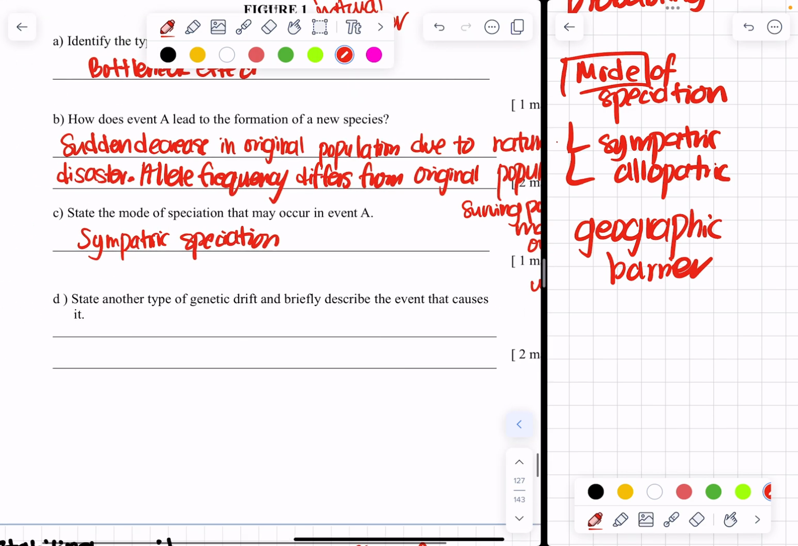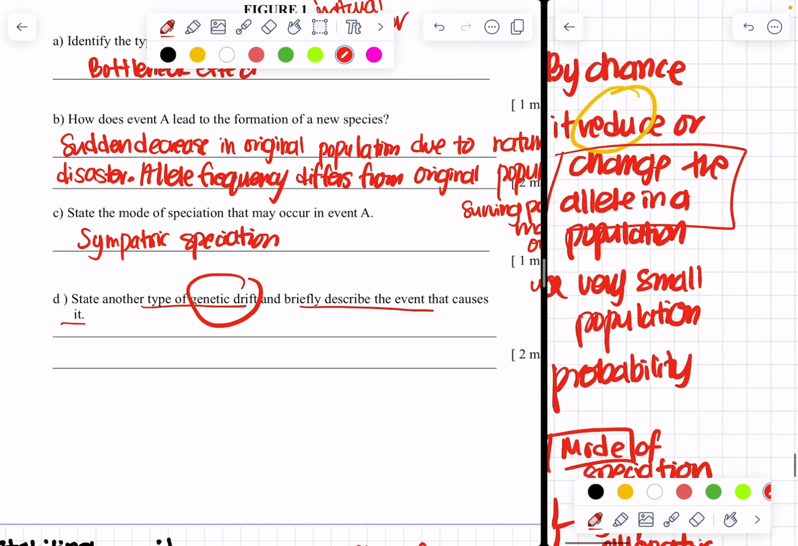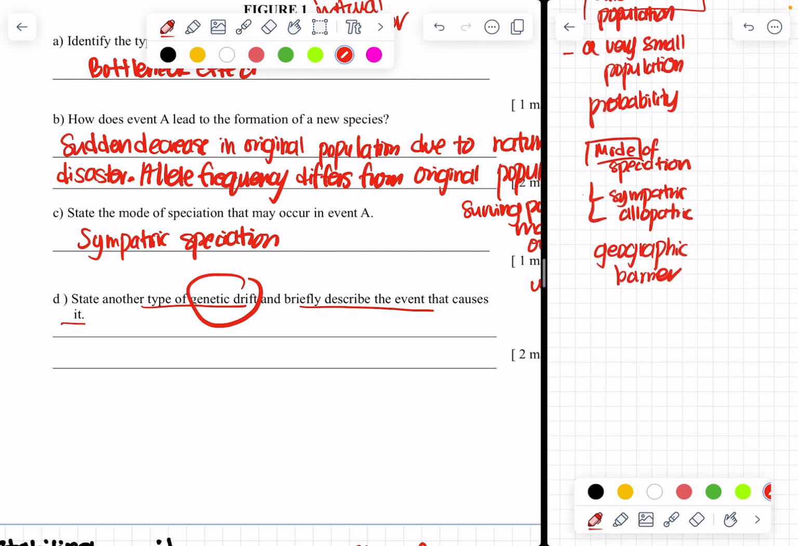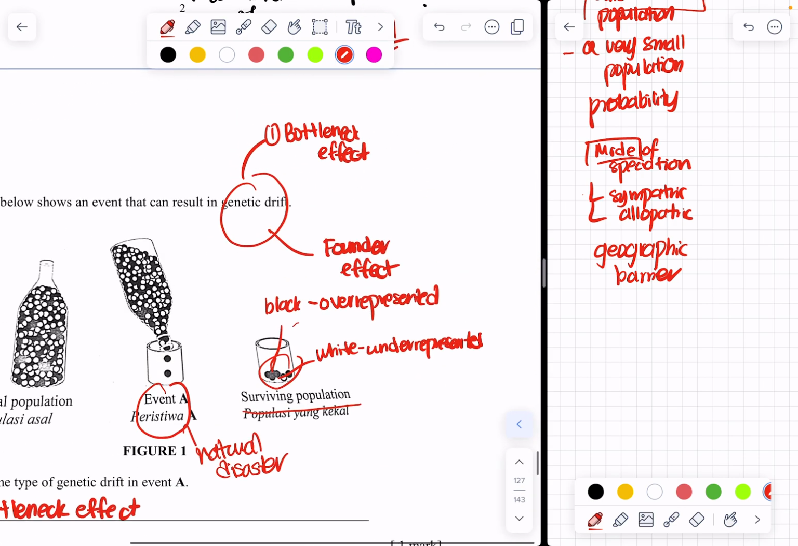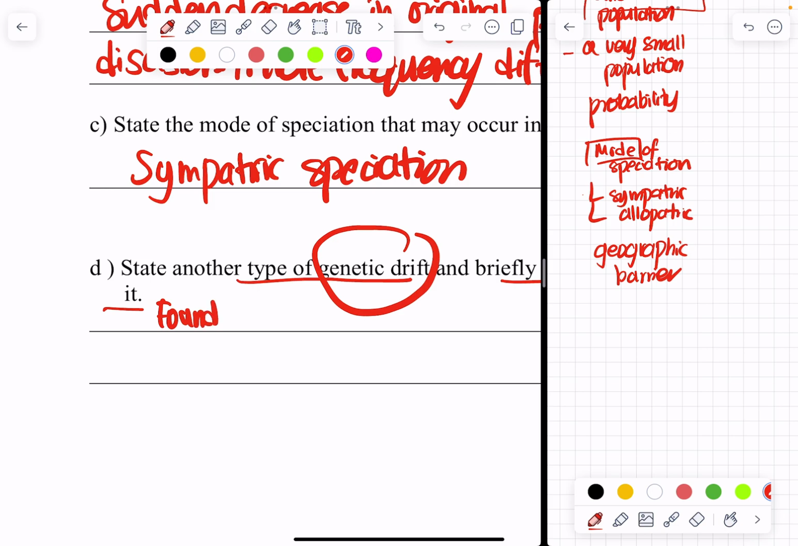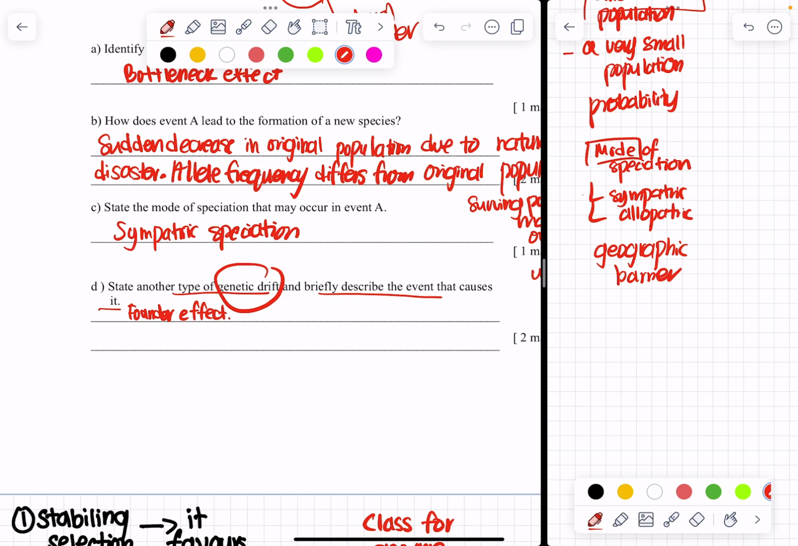And D, the last one. State another type of genetic drift and briefly describe the event that causes it. Remember, another type of genetic drift. We only have 2 types of genetic drift. I don't want you guys to put here hybridization. No hybridization here. Don't put temporal isolation or habitat isolation. It's a big no-no, because they're asking about another type of genetic drift. So, we have to say founder effect. Remember the meaning of founder: find a new place.